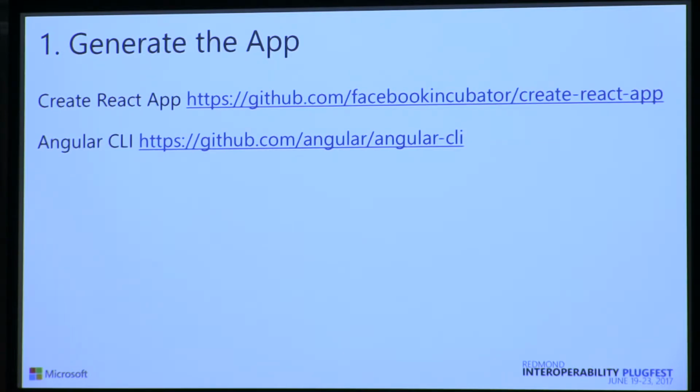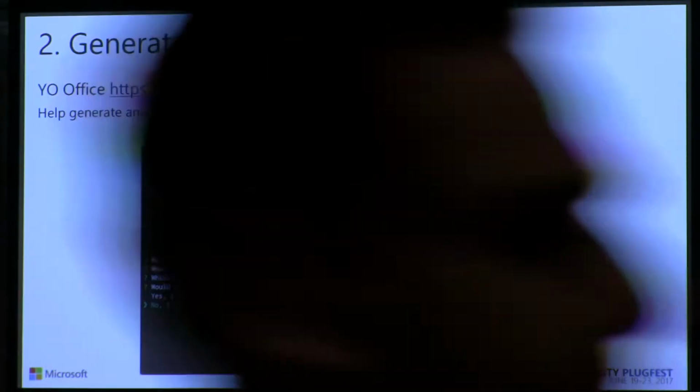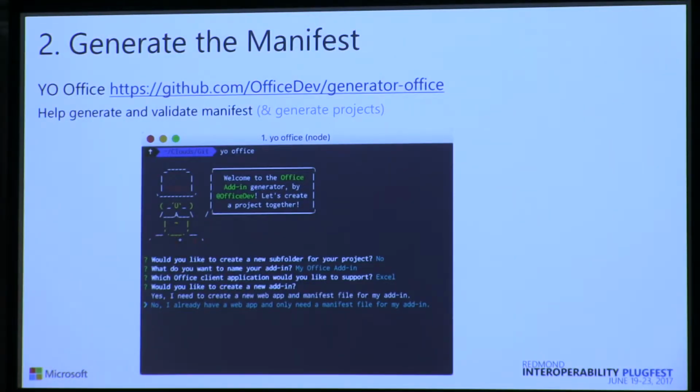Once you have a React or Angular project, the next step, you need to have a manifest to run the add-in. So we provide a tool called generator-office, or Yeoman Generator. The Yeoman Generator can help you generate and validate the manifest. Basically, you just type yo office and then answer the questions, and it can generate a manifest for you. There's a couple of things to point out.